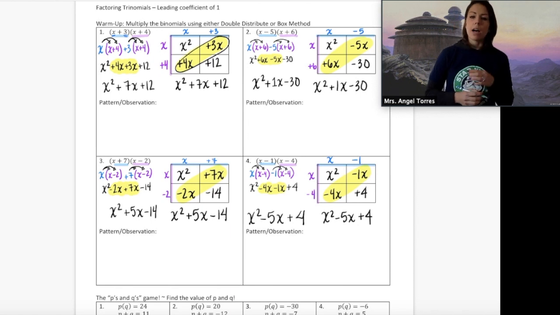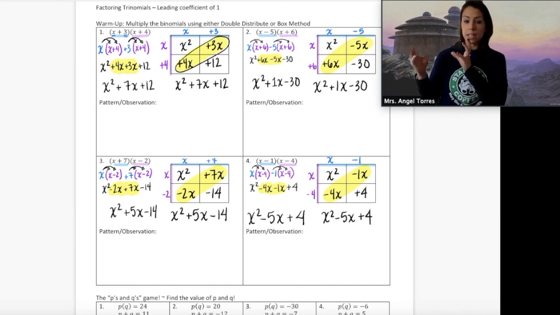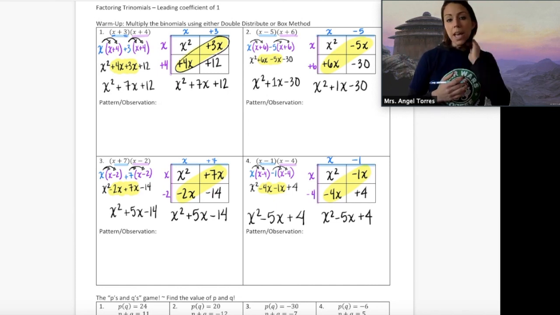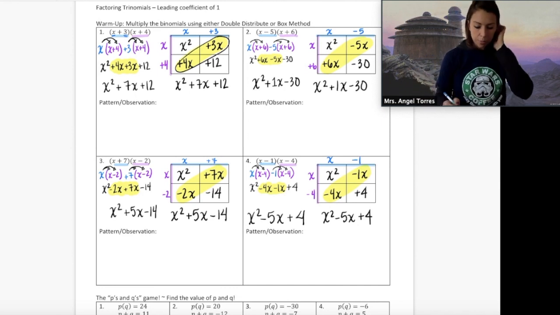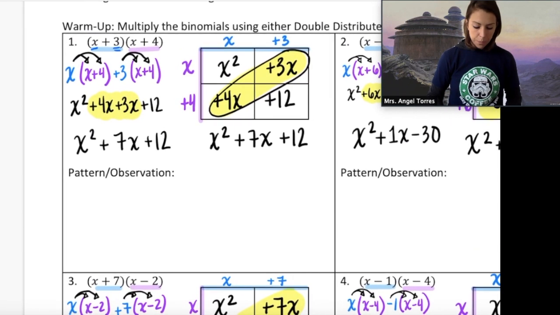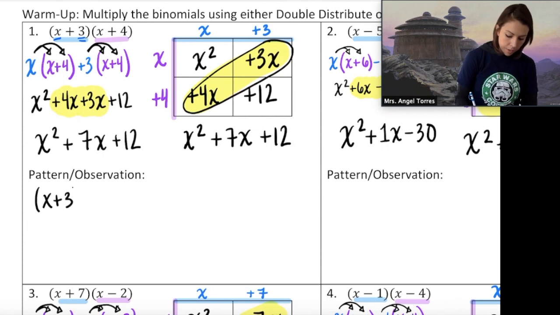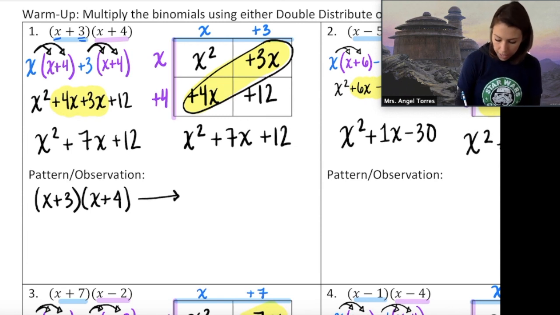What we're going to do now is look at some patterns or observations with each of these products. What do we notice about what we start with, our product of two binomials, and what we end up with? There's actually a pattern here that happens every time. Let's look at this first one. In number 1, we started with x plus 3 and x plus 4. After we multiplied, we ended with x squared plus 7x plus 12.